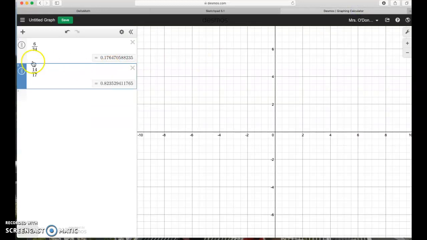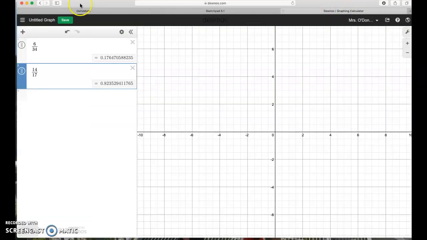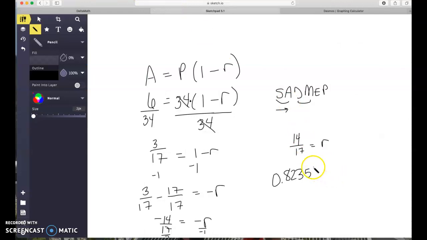14 over 17 is 0.8235. And Delta Math wants it to the nearest tenth. So 0.8235, and the next digit is 2, and that's my decimal, which means my percent would be 82.35. That 5 is going to push that 3 up, so it should be 82.4%. Let's see if we did it right.